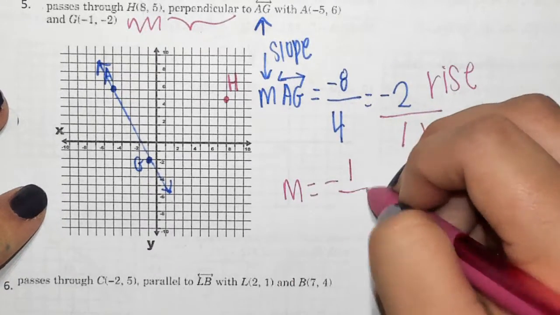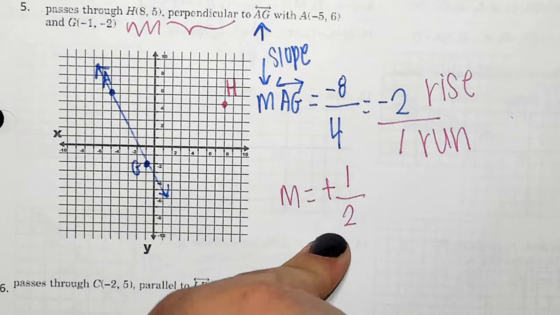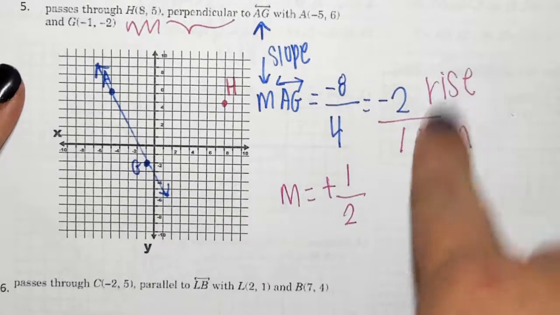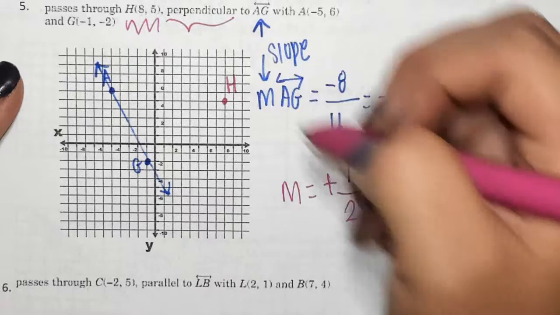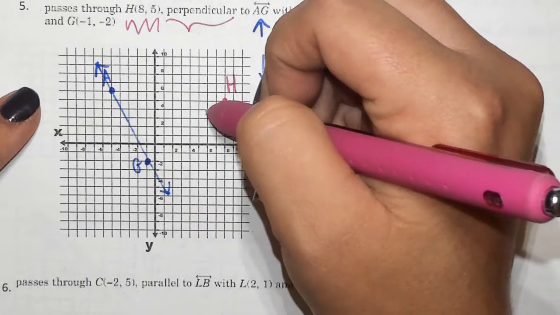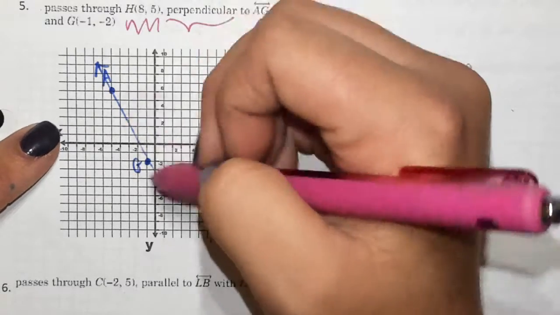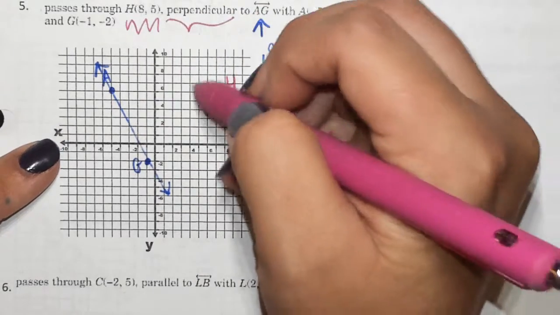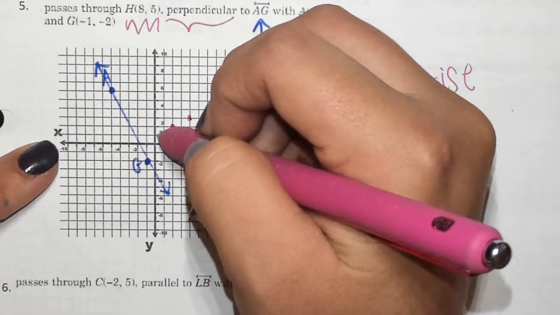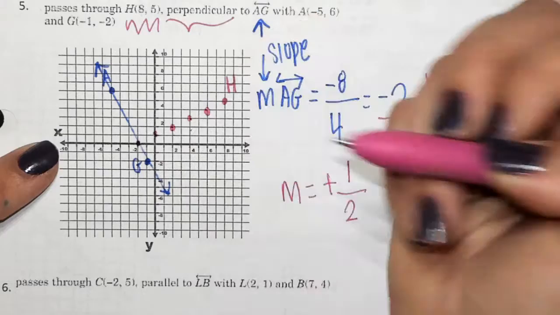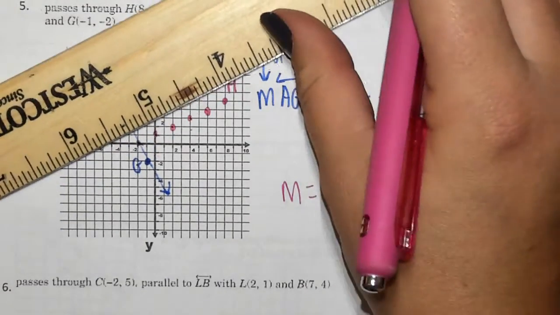Negative 1 divided, but it's positive. Because it was negative, so now it's positive. So I flipped it. Was 2 divided by 1. Now it's 1 divided by 2. Was a negative. Now it's a positive. So you can go down 1 over 2. Now I'm going this way because I want to run into this line. I want to show that they're perpendicular. So then I go down 1, left 2, because I'm trying to get to this other line. Once you get there, connect your dots.